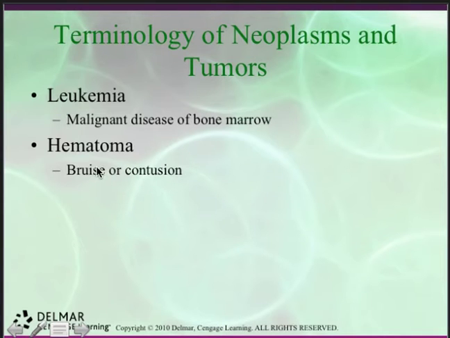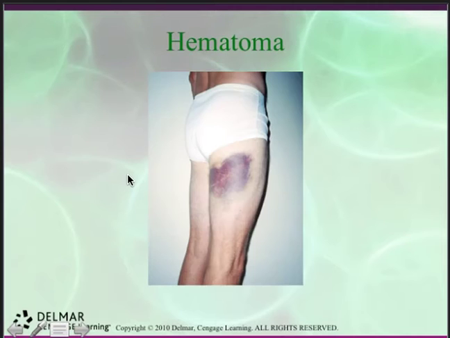A hematoma is basically an internal bleeding. It's a bruise or a contusion. If we look here at an example of a hematoma, what you see is blood underneath the skin. The reason that it looks sort of bluish black is because it has a tendency to coagulate even if it's not coming out of an open wound.